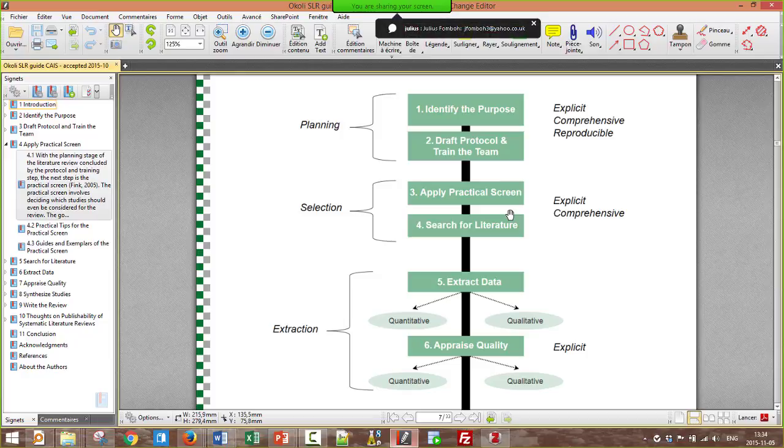Maybe you find far too many studies, much more than you can handle, so you narrow the practical screen, you narrow your topic. Or maybe you find far too few studies, maybe you only find two or three, and you realize that's not enough to do a literature review, and therefore maybe you broaden your topic or whatever. Okay, so this week we're covering the practical screen.